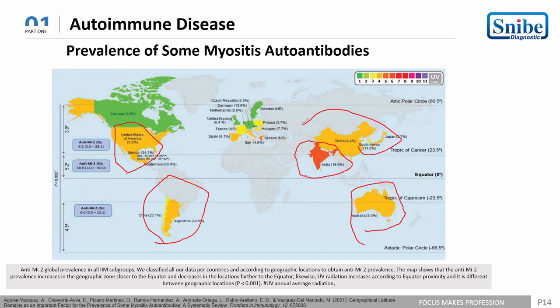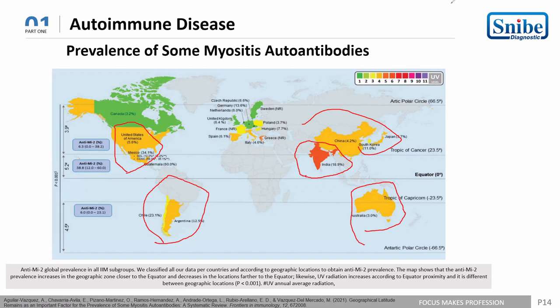This map shows that MI2 prevalence increases in the geographical zones closer to the equator, and decreases in locations farther from the equator. Likewise, UV radiation increases with proximity to the equator, and it differs between geographical locations. The annual average UV radiation is high in these countries.